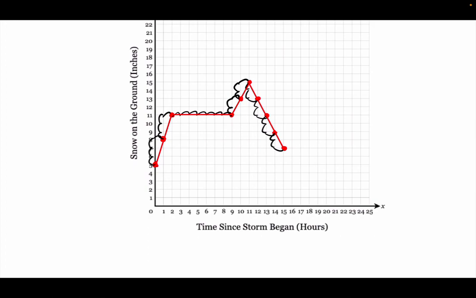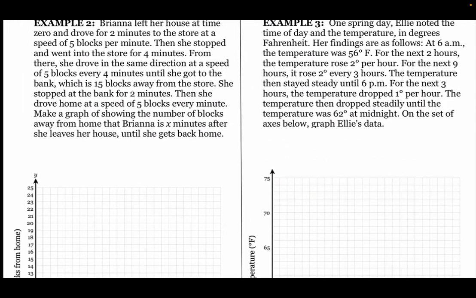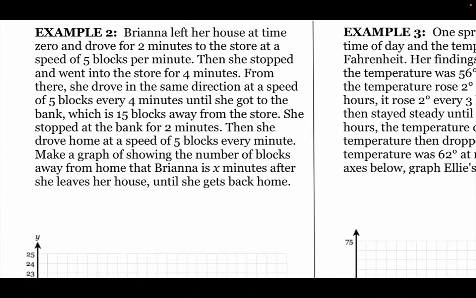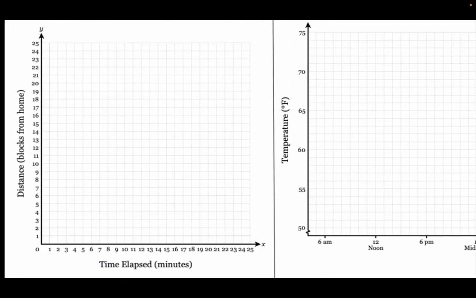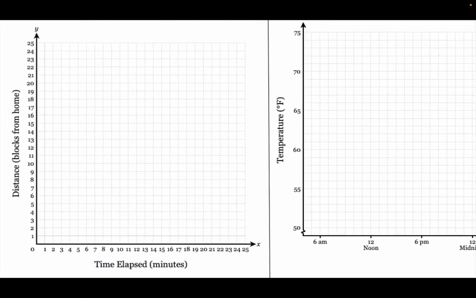All right, now there's another example, number 2. Let's turn it over or open it up on the inside. Number 2, Brianna, she's driving a couple places. So instead of snow falling, she's driving. So it's not going to be the same, but look at the graph. What part of the graph is the same as the last one?